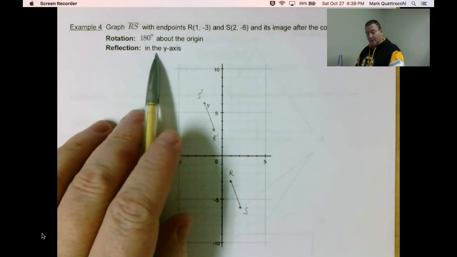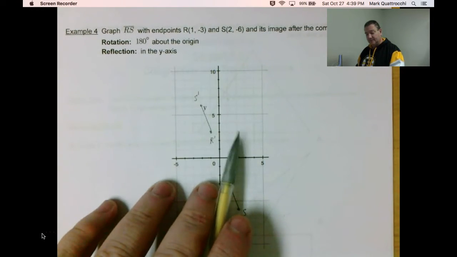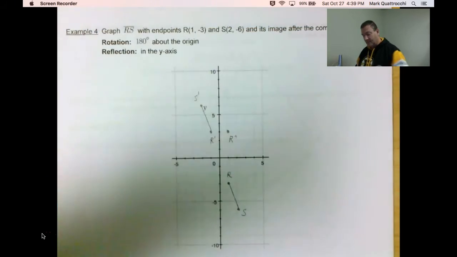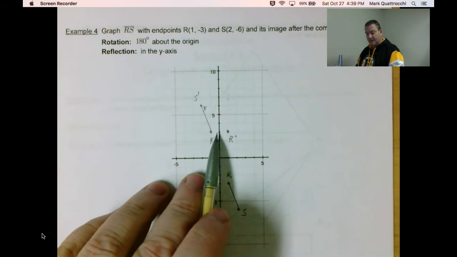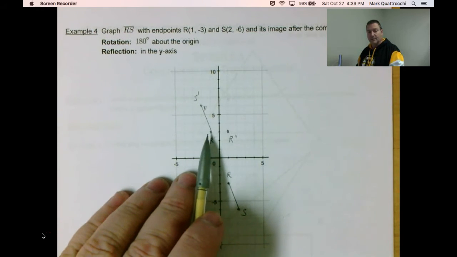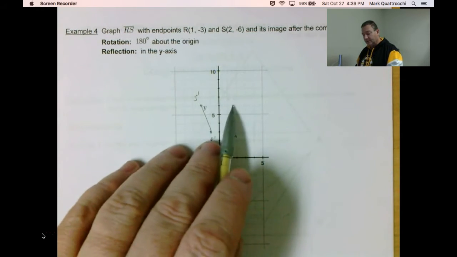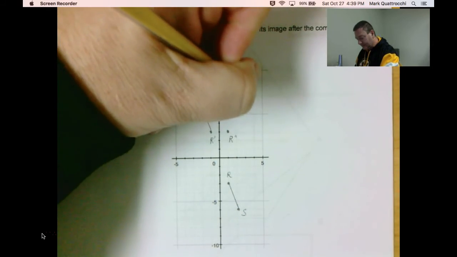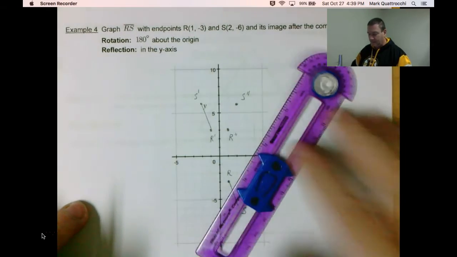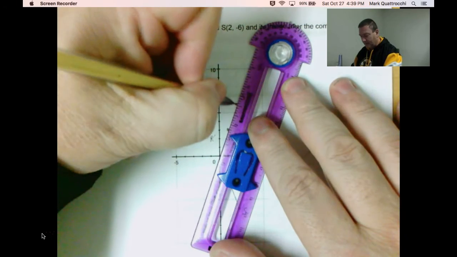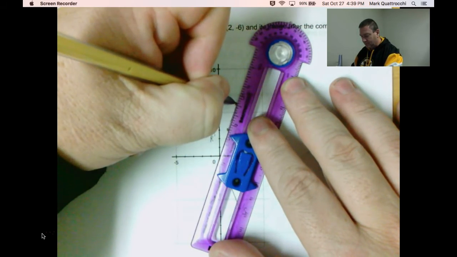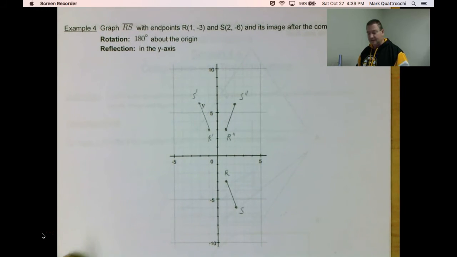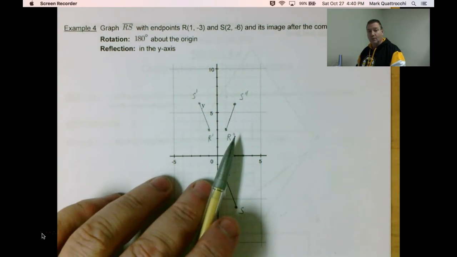Now, we're going to do a reflection in the y-axis. So R double prime ends up one space to the right of the y-axis, since R prime is one space to the left. S prime is going to end up two spaces to the right of the y-axis, S double prime. And we connect them. Again, we can use the rule for reflection in the y-axis, which is to negate the x-coordinate.